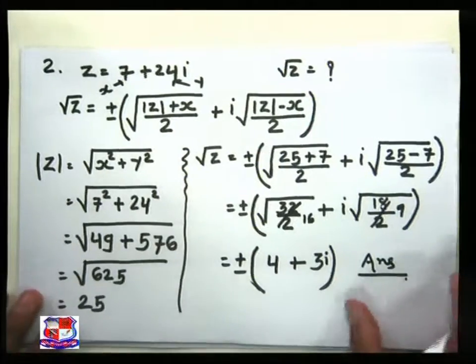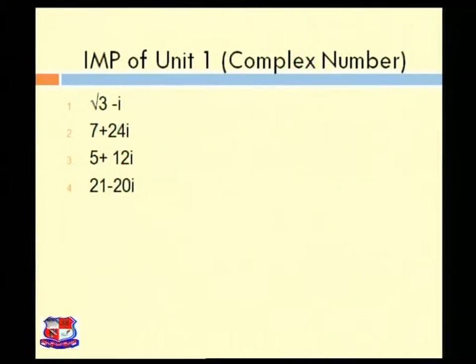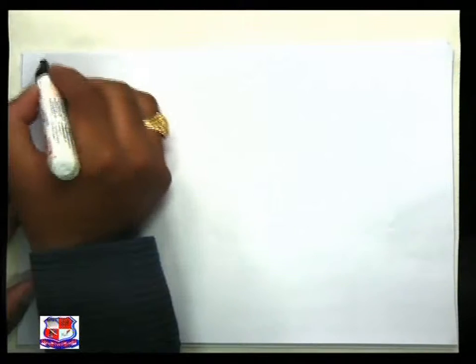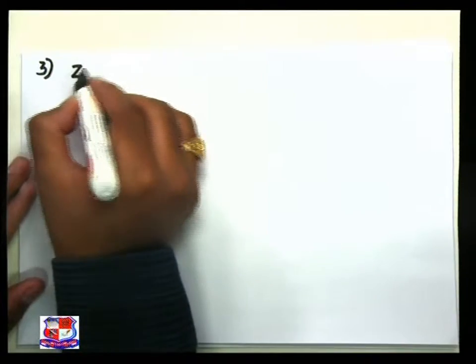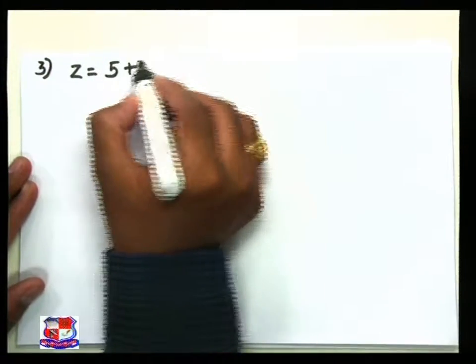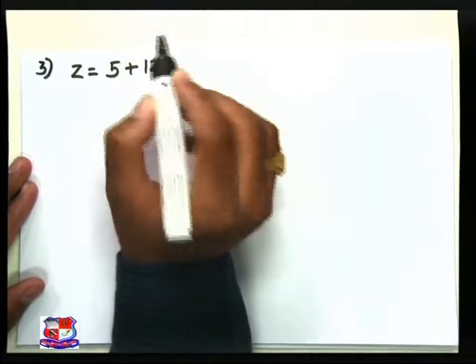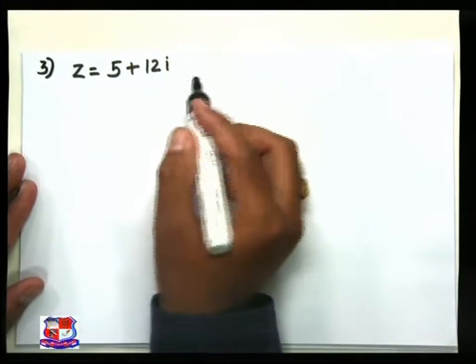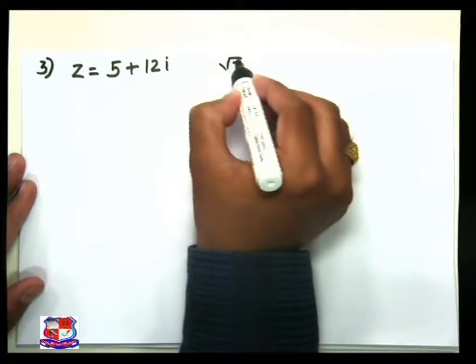Now we move to our next question. Our next question, that is 5 plus 12i. So same way, our z value, that is 5 plus 12i. We want to find out under root of z, square root of z, that is question mark.